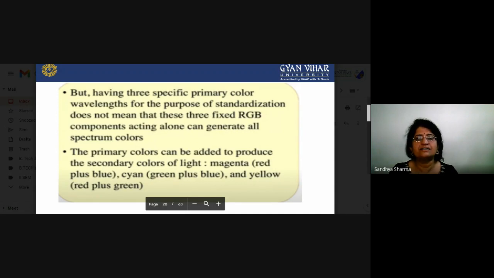The primary colors can be added to produce the secondary colors of light. So RGB are the primary colors, and we can make the secondary colors: magenta, made by the addition of red plus blue; cyan, green plus blue; and yellow, red plus green. By combination or addition of two colors, a new secondary color is generated.